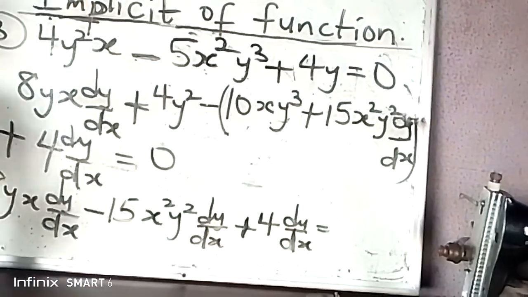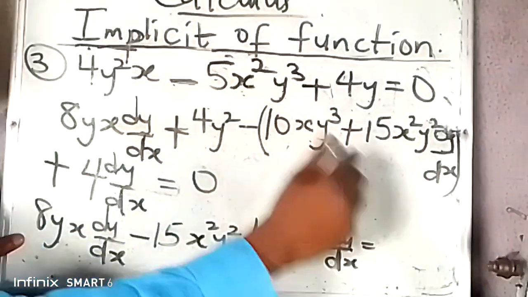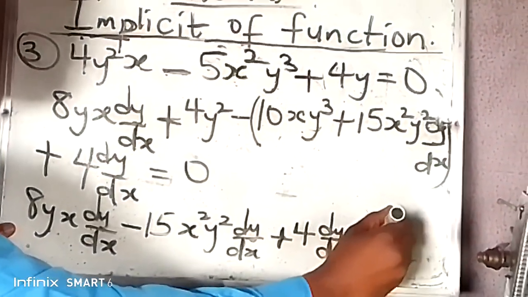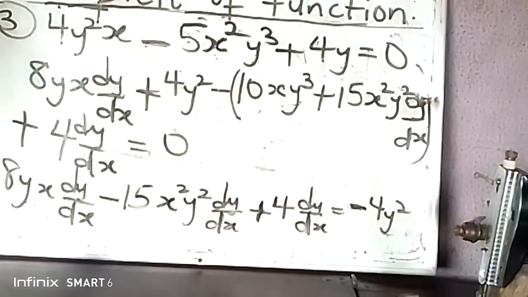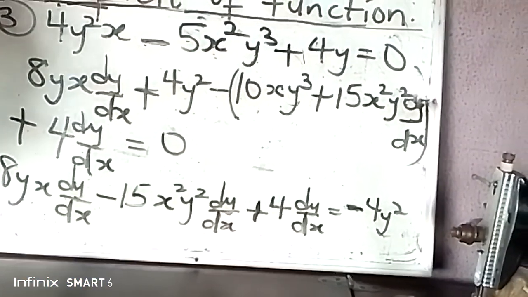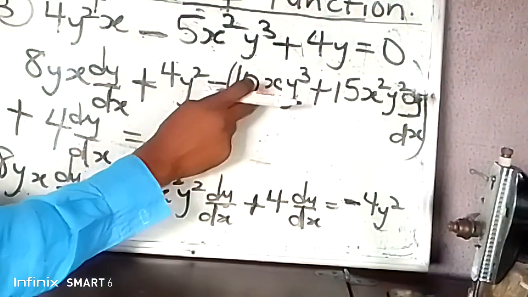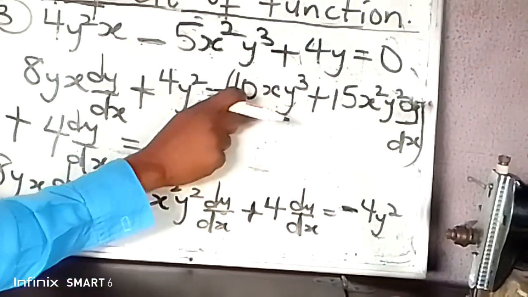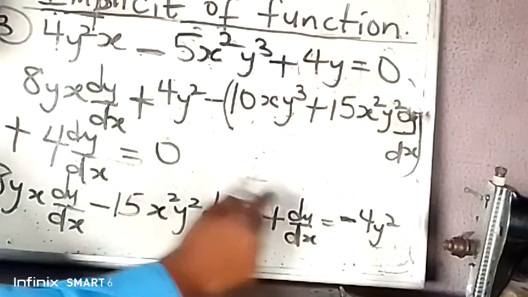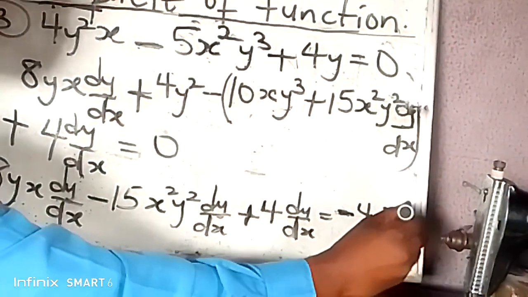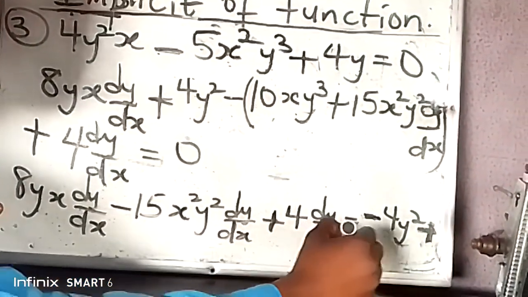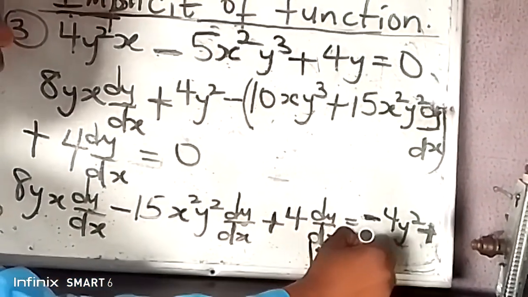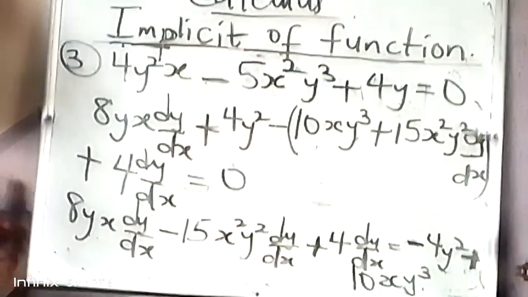This guy is not having the dy/dx. If I take it outside, it's going to be minus 4y squared. And which one again is not having the dy/dx? And this guy. Don't forget that the minus has affected this, but when I take it to the other side, it becomes plus. Plus 10xy cubed.